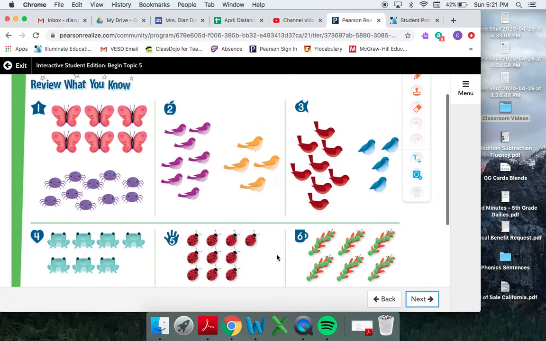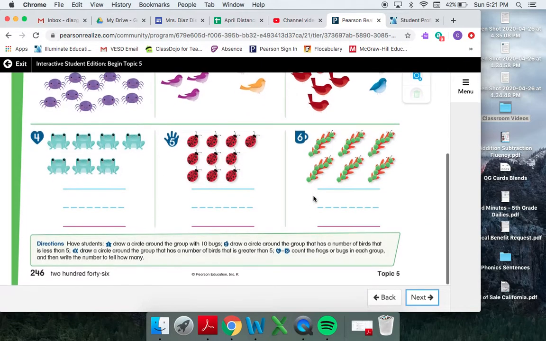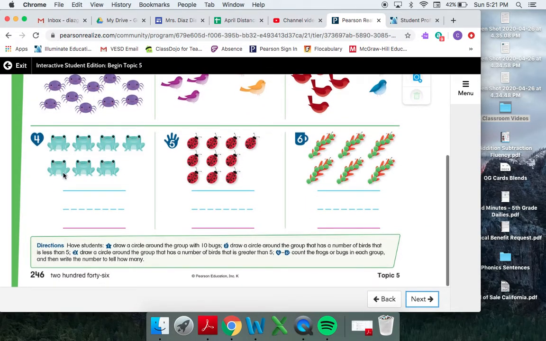Okay, so then they're going to have to know how many 5 is, and then which group has more than that. So again, they might need to count. You can have them write the number up here to be able to determine the difference. Here they're drawing the amount of frogs that are here.